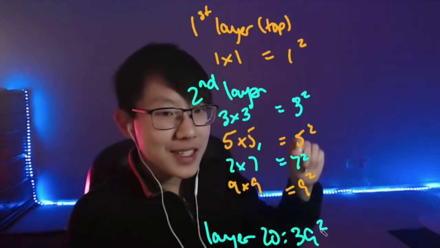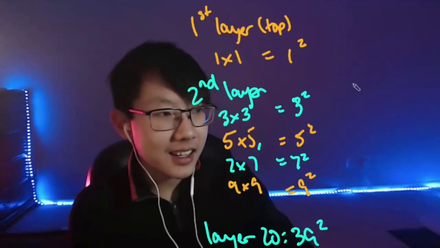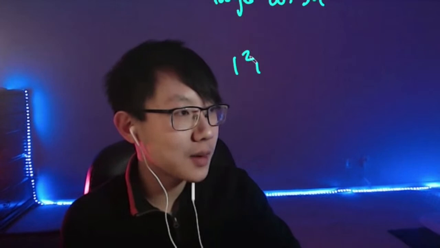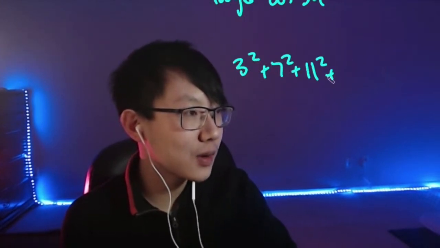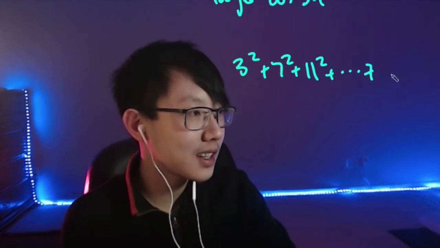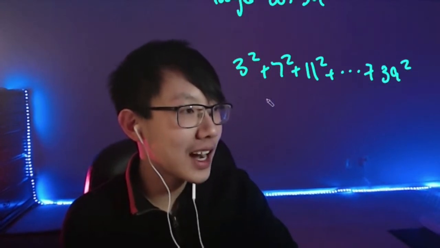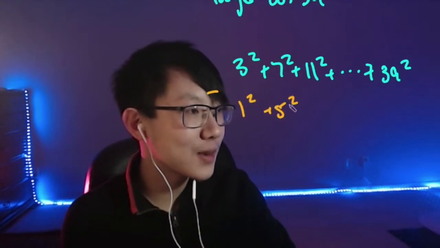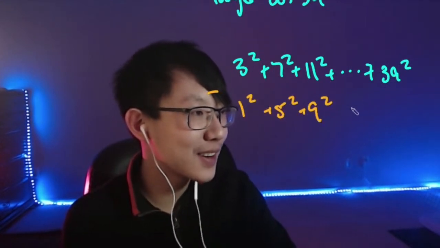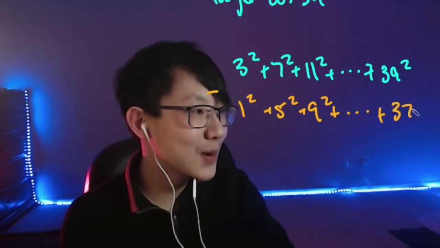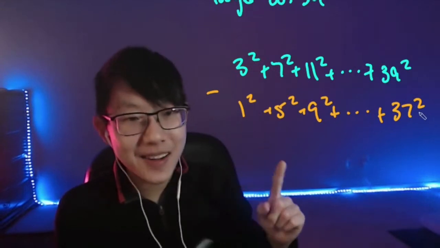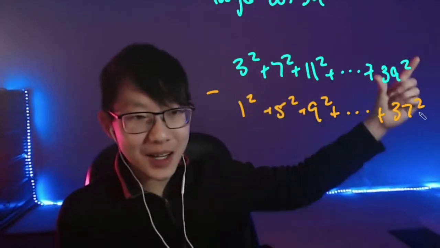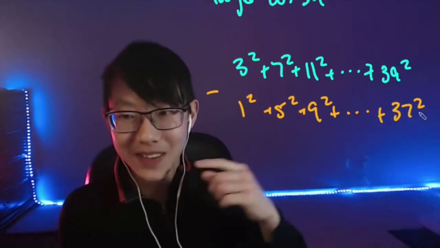Which means, I'm going to scroll this out as well. So all the blue ones summed together is 3 squared plus 7 squared plus 11 squared all the way to 39 squared. And I'm subtracting 1 squared plus 5 squared plus 9 squared, all the way to 37 squared. This is a lot of squares. Here's the thing, I see squares and I see subtraction. That's a great sign. Instead of adding all of that, sounds like a pain. I don't even know 39 squared off the top of my head.